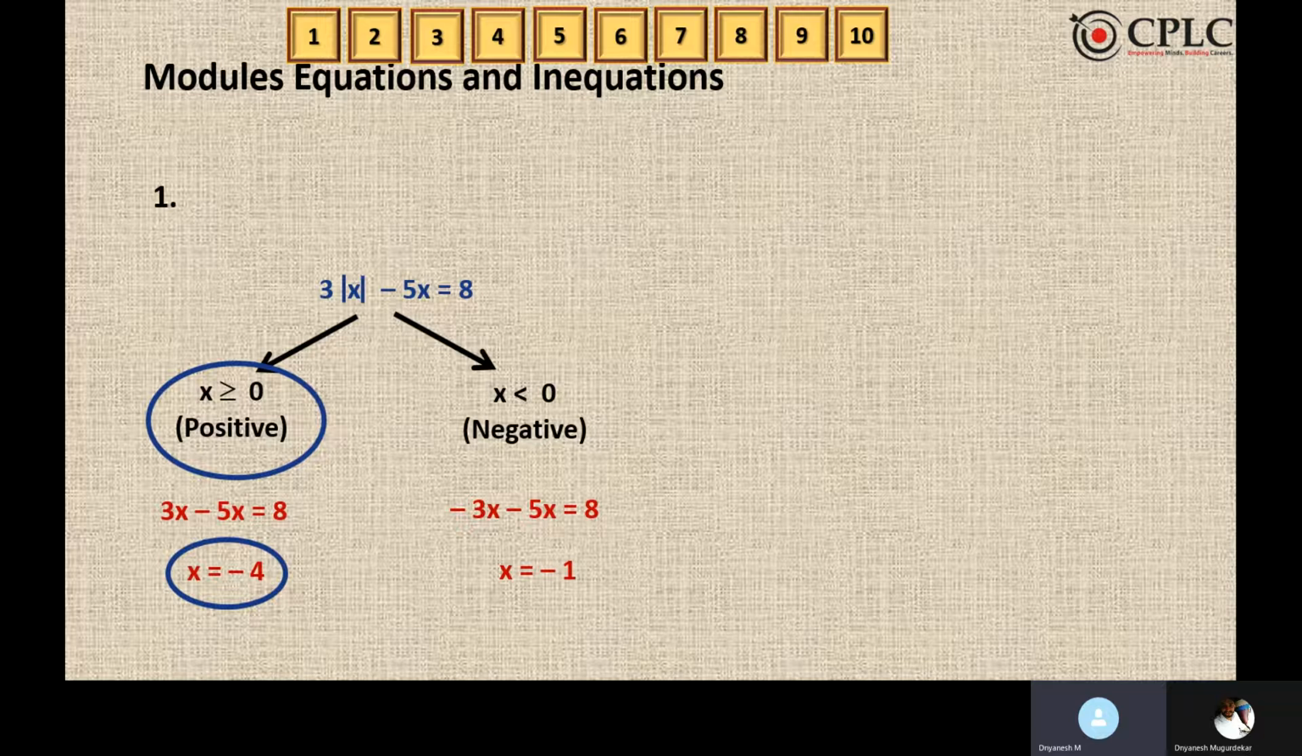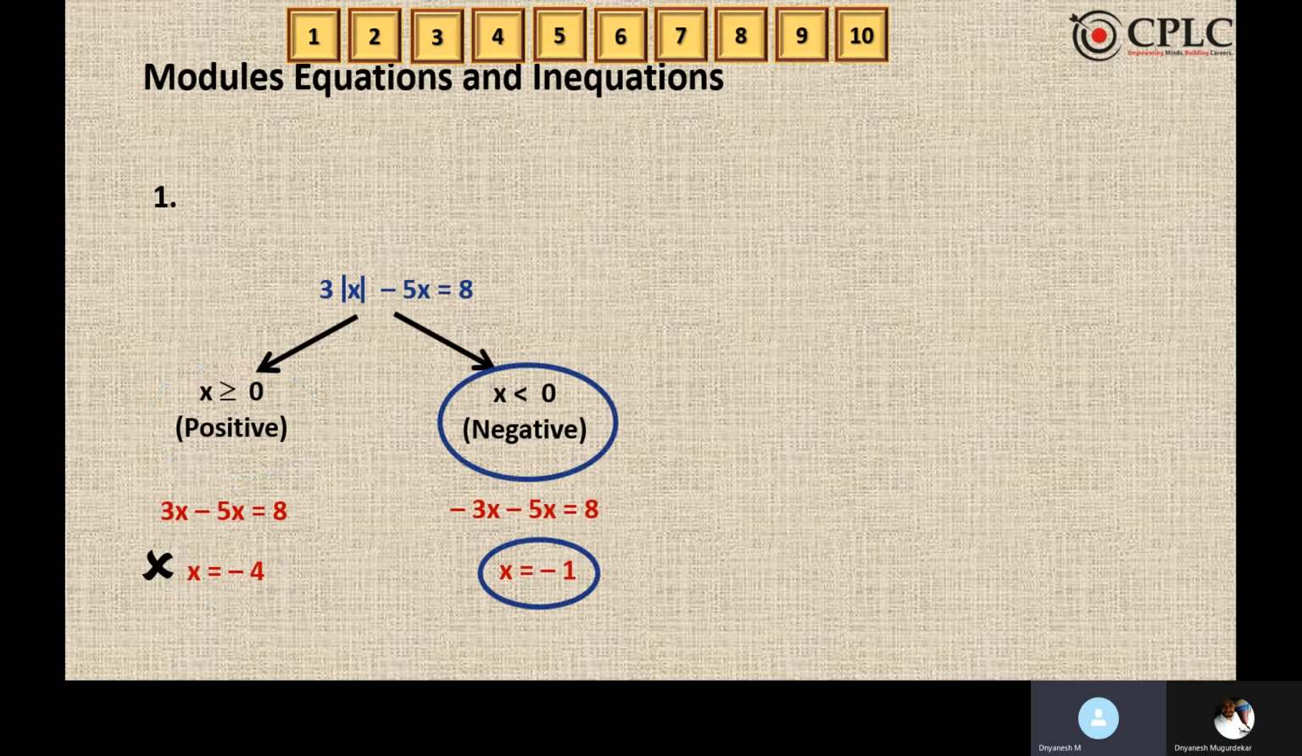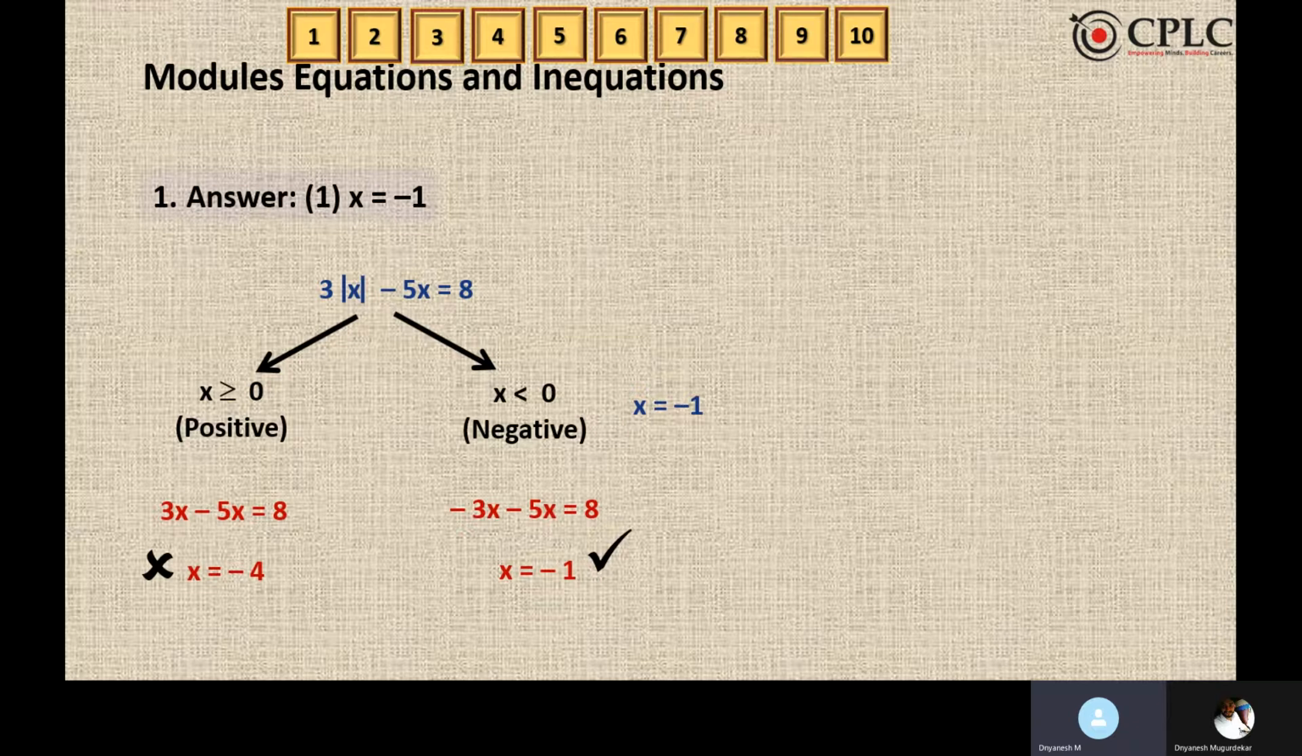But for the other case, you assumed x to be negative and you got it to be negative, and that means it is in sync with the assumption that we have made earlier. So only one value will satisfy, and hence we will mark answer option 1 where x is equal to minus 1. We cannot take x is equal to minus 4 even though we have solved and got it, because it is not in sync with the assumption that we made earlier. So this is that last check which I was talking about. You need to be doing this and only then marking the relevant answers.